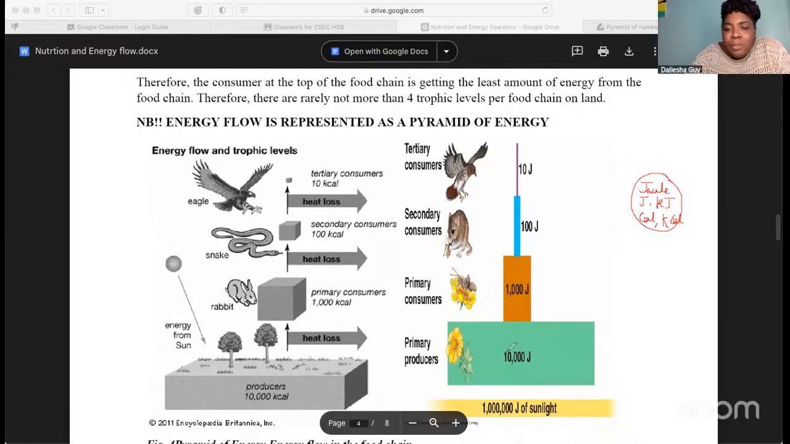All right. So we see the producer having 10,000 joules, the primary consumer at 1,000 joules, the secondary 100, and then 10. All right. So this is the pyramid of energy. Sometimes you may see it drawn like a triangle. It's the same thing. All right. So you have the producer at the bottom. Then you have the primary consumer, secondary consumer, and then the tertiary consumer, right? So this is basically these same numbers: 10, 100, 1,000, 10,000.